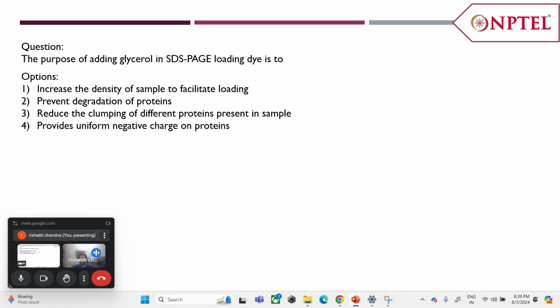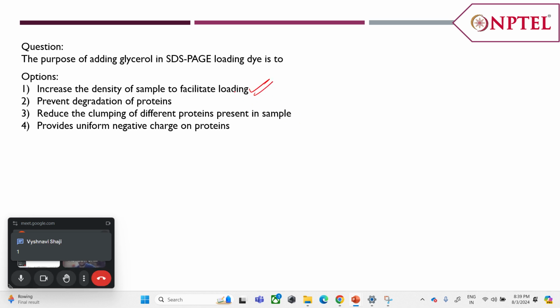The purpose of adding glycerol in SDS-PAGE loading dye is to increase the density of the sample to facilitate loading, to prevent degradation of the proteins, to reduce the clumping of different proteins present in the sample, or to provide uniform negative charge on the protein. Can anybody guess? Yes. The correct answer is option number 1.